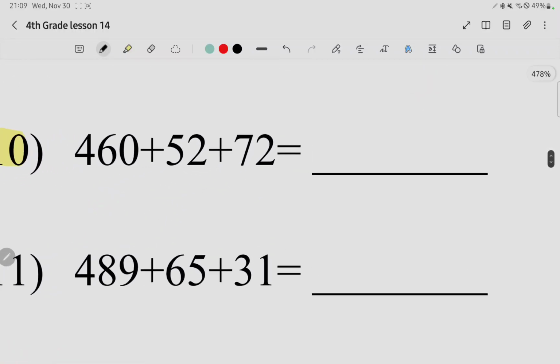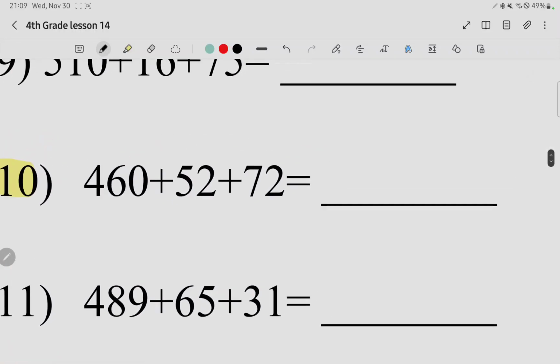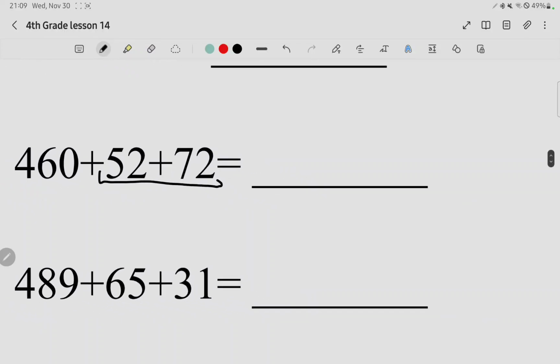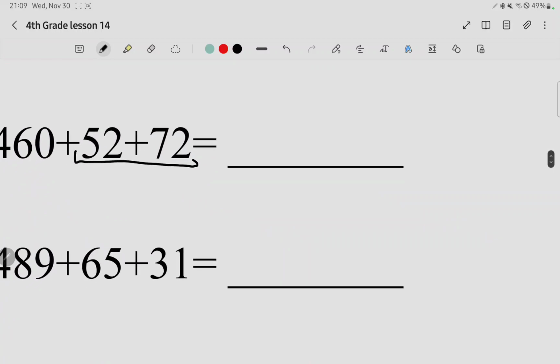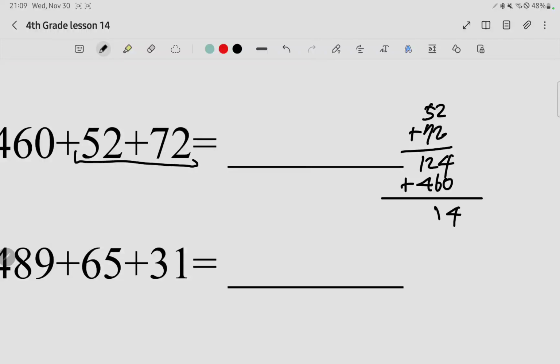Okay, number 10. Let's try to add 42 and 72 together, same as number 8. 52 plus 72 is 124, plus 460 is 584. So this will become 584.